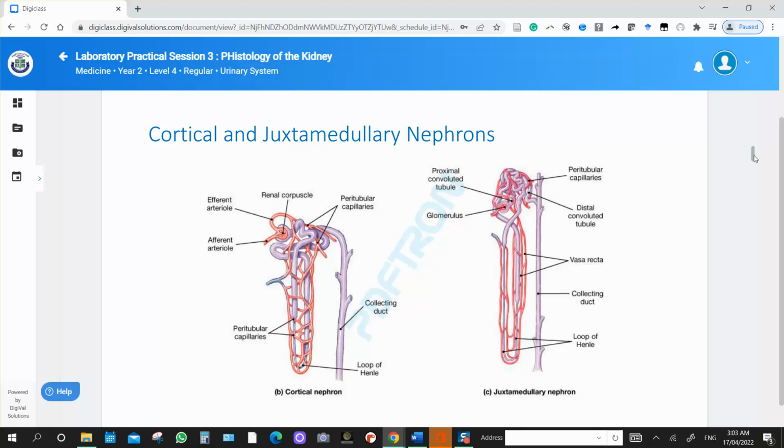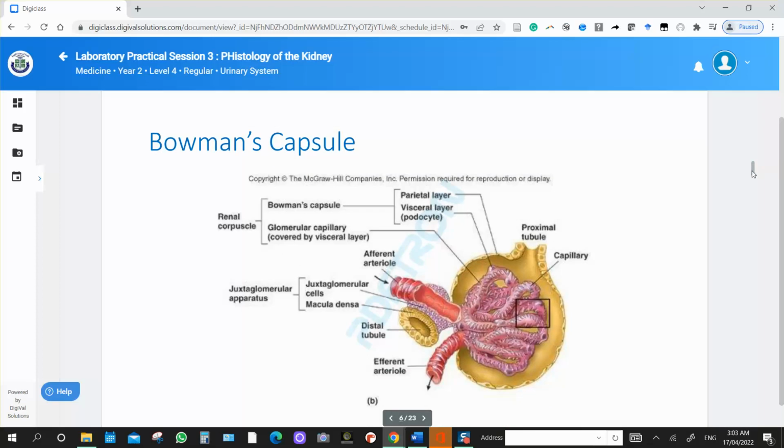Okay, next. So here you can see the parts of the Bowman's capsule. You have two layers. This is the parietal layer, which is lined by simple squamous epithelium, and then the visceral layer, which is very close to the capillaries, and it is called the podocyte. It is very closely related to the capillaries. This is called the vascular pole, and here it is called the urinary pole.